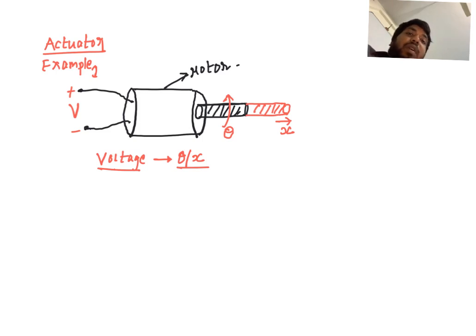Now let me consider one more example here. Suppose I take a second example here, let me call this example 2. Let me take a simple hydraulic chamber here, a cylindrical chamber, something like this.